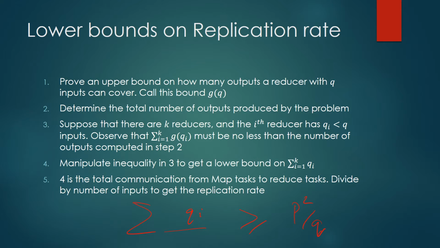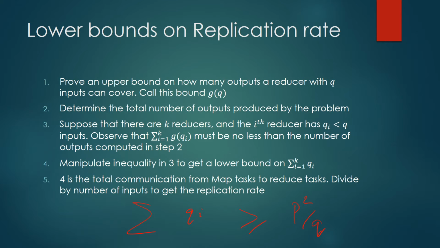Is that fine? So this is the communication from the map task to the reduce task, because the communication between the map and the reduce is effectively the total number of inputs received at all the reduce tasks. Because the reduce tasks are only going to receive what the map sent it. So this is the total communication from all map tasks to all reduce tasks.